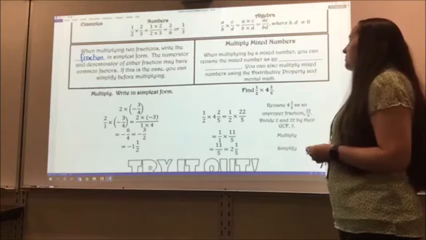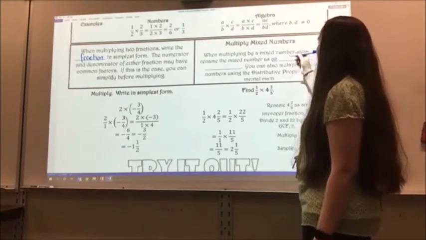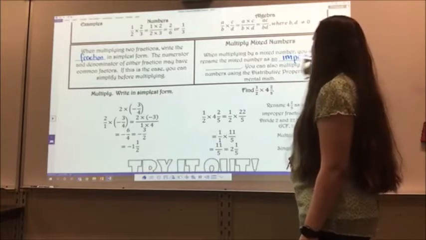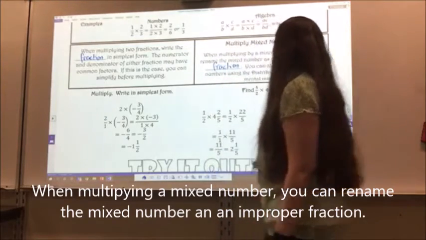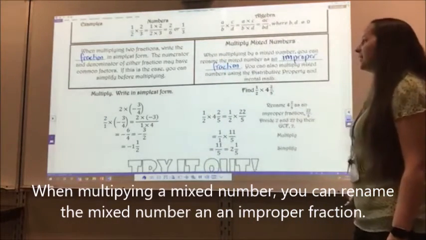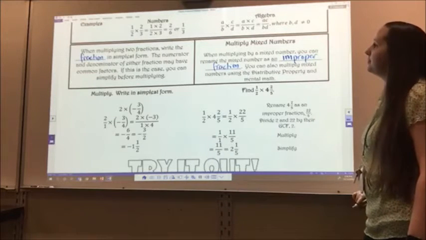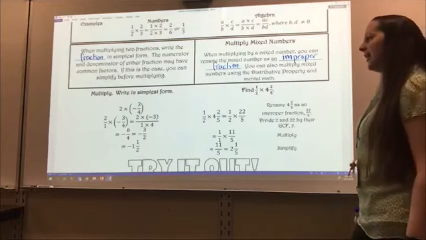When multiplying by a mixed number, you can rename the mixed number as a blank blank. In those blanks, you're writing improper fraction. You can also multiply mixed numbers using the distributive property and mental math. Taking a look at a couple of examples.